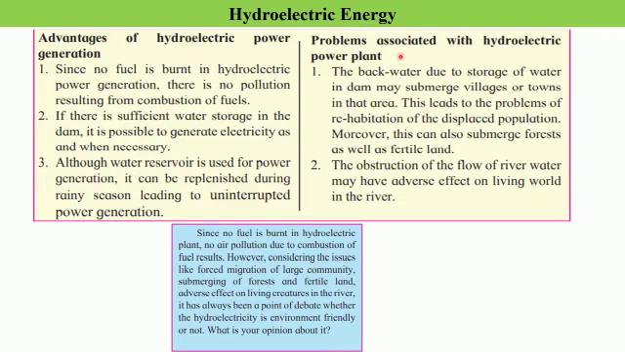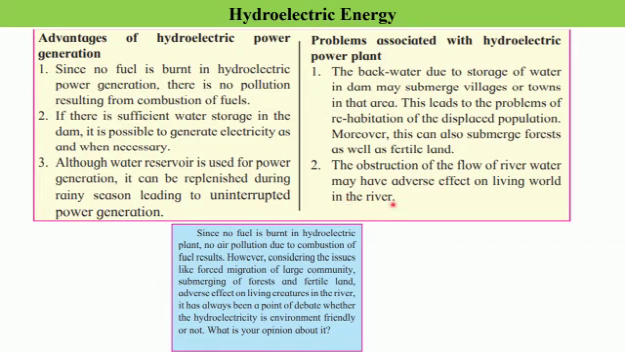Let us now see what are the problems associated with a hydroelectric power plant. The backwater, due to storage of water in a dam, may submerge villages or towns in that area. This leads to problems of rehabilitation of the displaced population. Moreover, this can also submerge forests as well as fertile land. So this is one disadvantage, or rather a problem, associated with hydroelectric power plants. The obstruction of the flow of river water may have an adverse effect on the living world in the river.